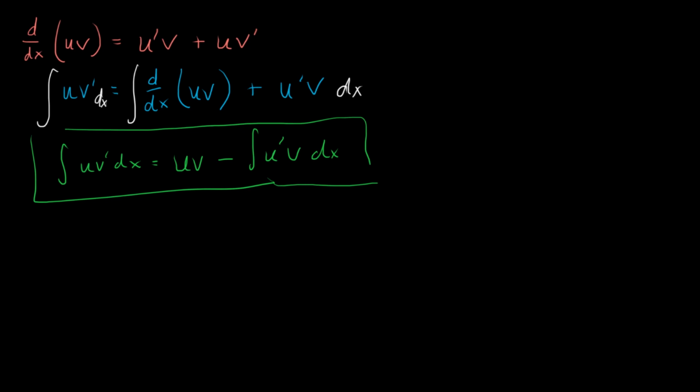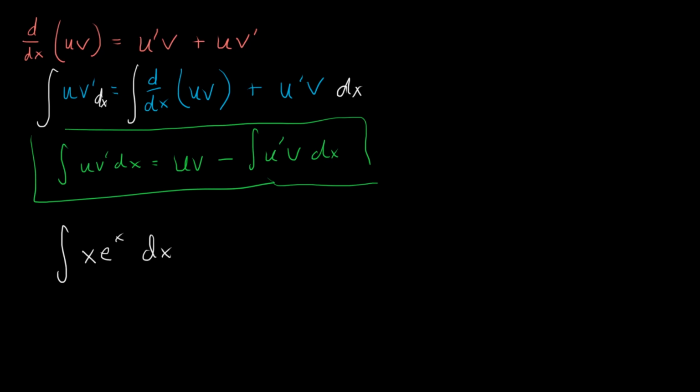So what this is saying is that if we have a function that we're trying to integrate where one of its factors u we can differentiate and the other v or v prime we can integrate, then that is equal to uv minus the antiderivative of u prime v. Just to show this with a simple problem, so the integral of x times e to the x dx.